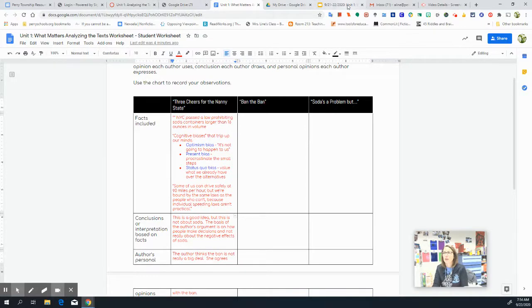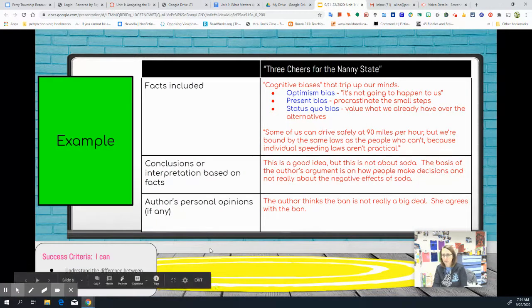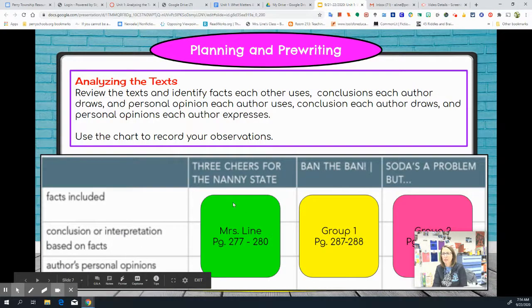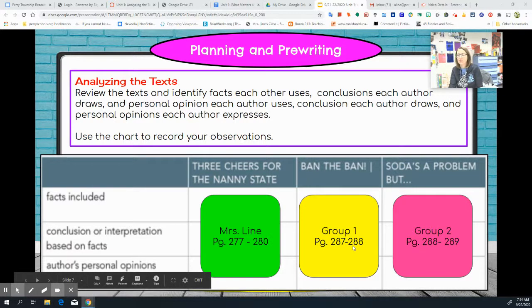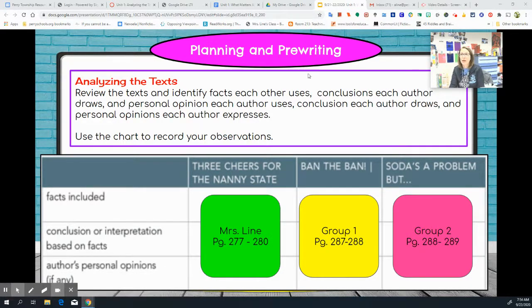And if we go back here to our slides, and I'll go to our next slide here. I did 3 cheers for the nanny state, which is right here on 277 to 280. And you are going to be working on the ban, which starts on page 287 and runs through 288. And then soda's a problem, but is 288 through 289. So you're going to be working on this planning and pre-writing for your final assessment.